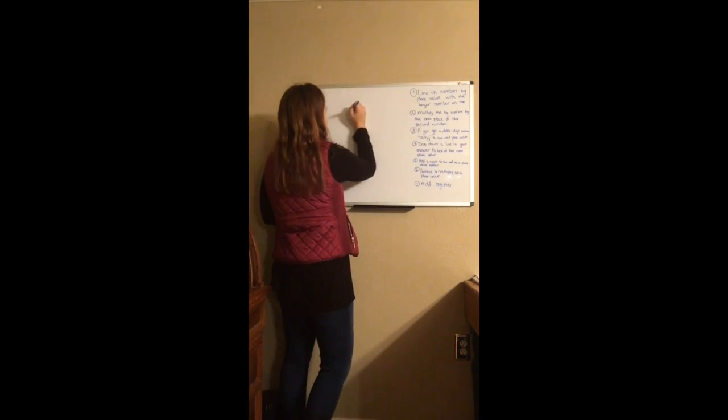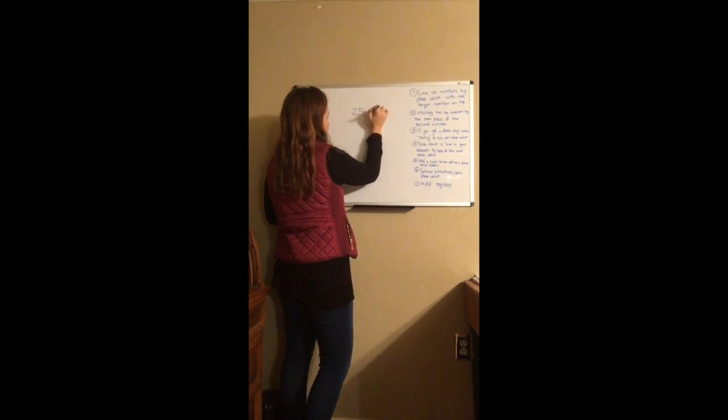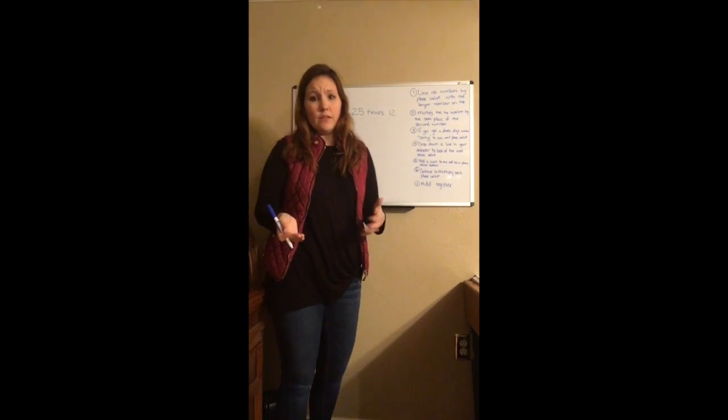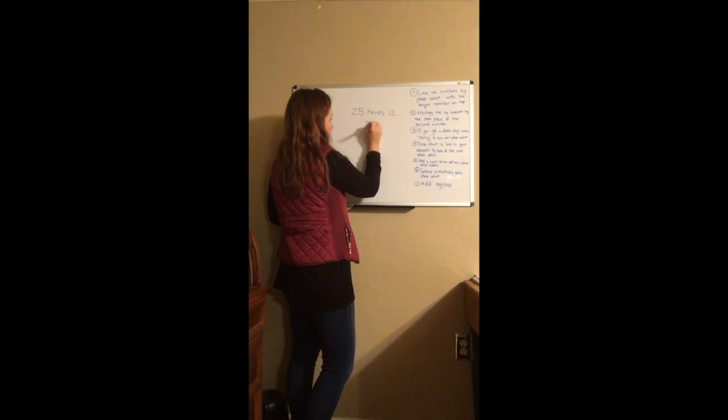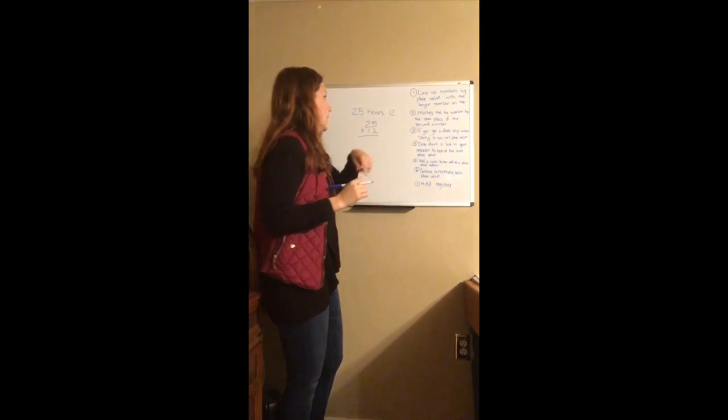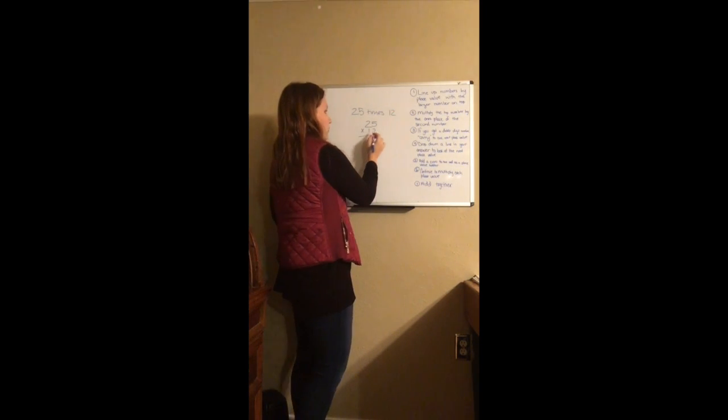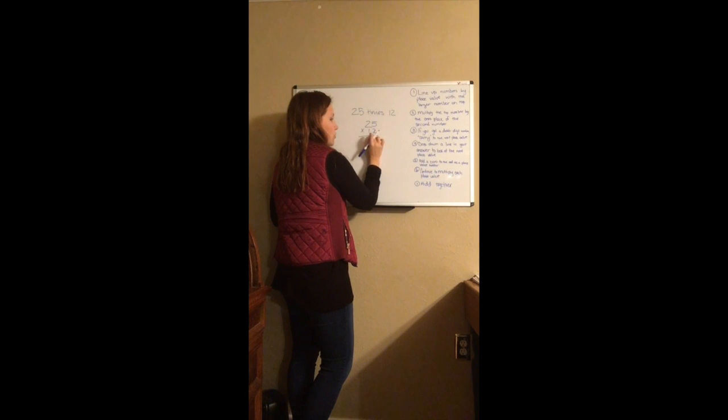So we have 25 times 12. Again, they both have 2 place values, so it doesn't matter which one goes on top or bottom. So I'm just going to leave that 25 times 12. So line them up and start multiplying by that ones place. So we have 2 times 5. 2 times 5 gives us 10.